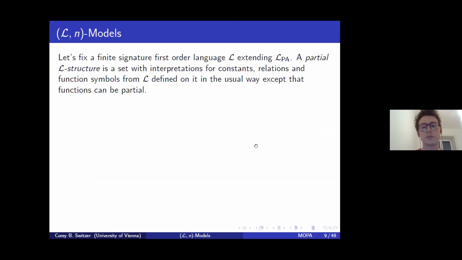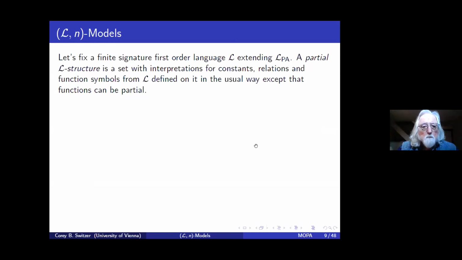Okay, so where are we living? Let's fix a finite signature first order language L extending LPA. For this talk, I'm just going to be thinking of L as LPA, but if you want to throw in a couple extra relational symbols, you can. If you want to throw in some extra function symbols, you can, but then you might need to augment the bounds a little bit in what I'm going to say below, or some constants. If for some reason you really want to have a constant for the number 7 or something, you can. It won't change anything that I'm going to say.